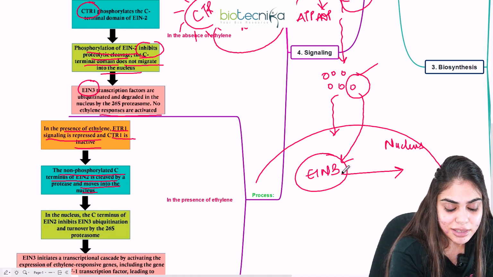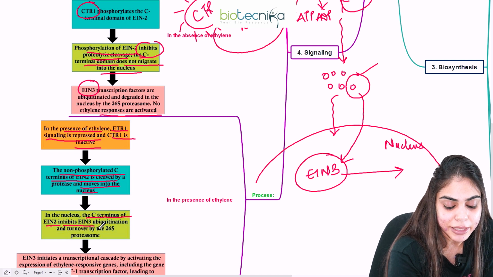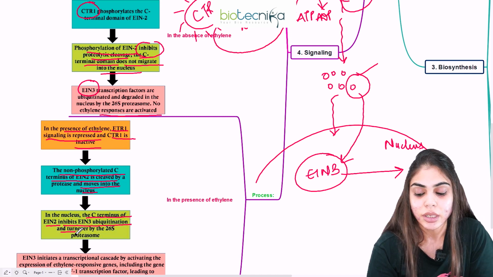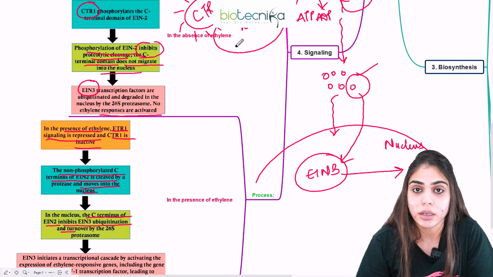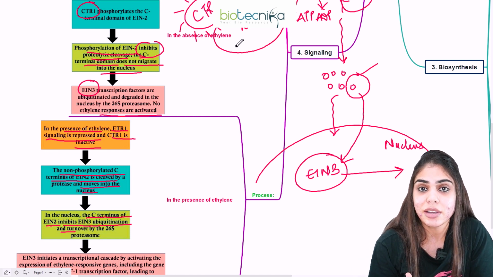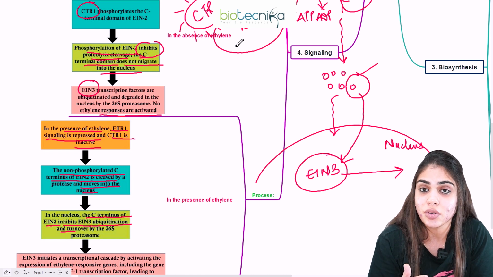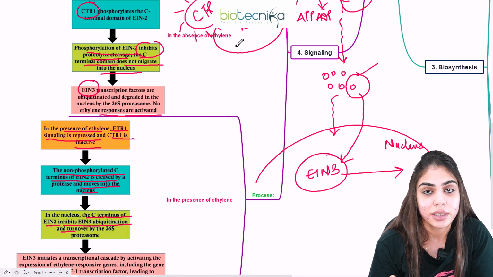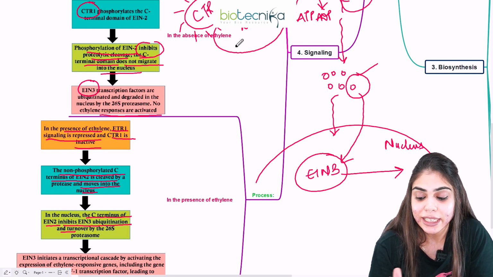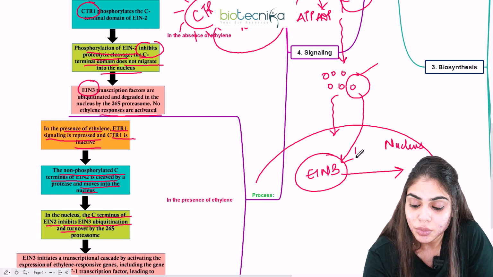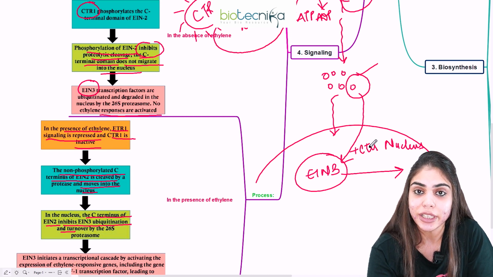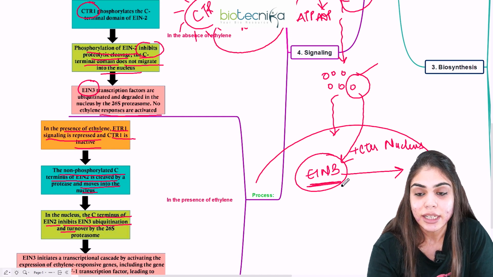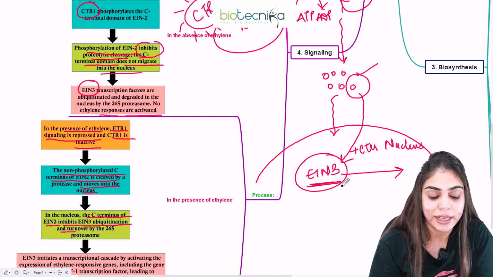Now in the nucleus, the C-terminal of EIN2 inhibits EIN3 ubiquitinylation. EIN3 was ubiquitinated when there was no ethylene, because there was no ethylene and the C-terminal also was not binding. So it was going for 26S proteasomal degradation. Thereby no transcription was seen. But here EIN3 is binding to the C-terminal peptide. Now there will be no 26S proteasomal degradation of this factor, and it will persist inside the nucleus.